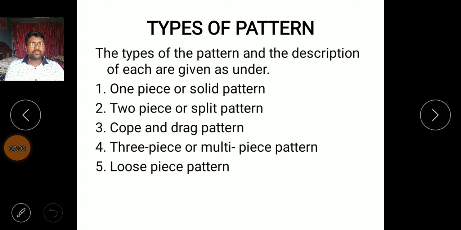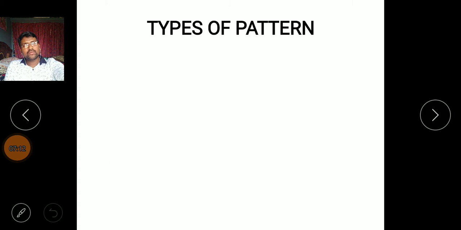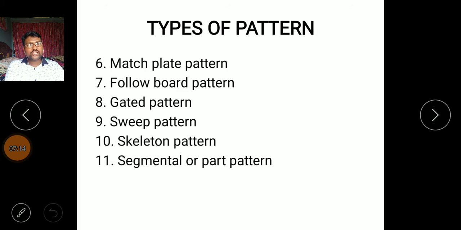There are a number of patterns: one piece or solid pattern, two piece or split pattern, cope and drag pattern, three piece or multi-piece pattern, loose pattern, match plate pattern, follow board pattern, gated pattern, sweep pattern, skeleton pattern, and segmental or part pattern. These are the different types of patterns used in the casting process. We will discuss them one by one.